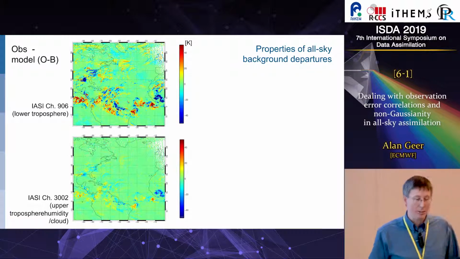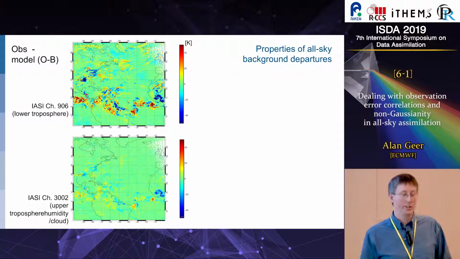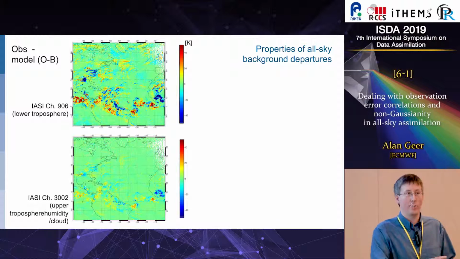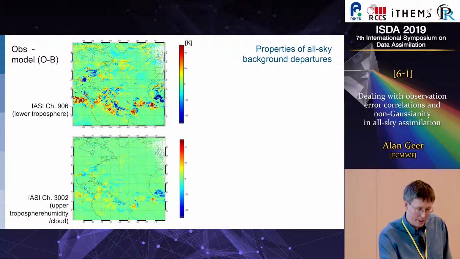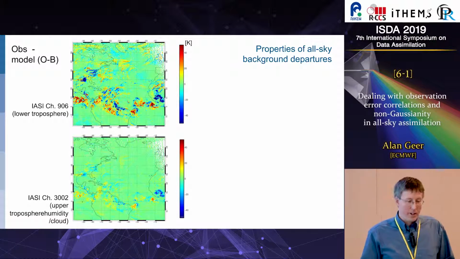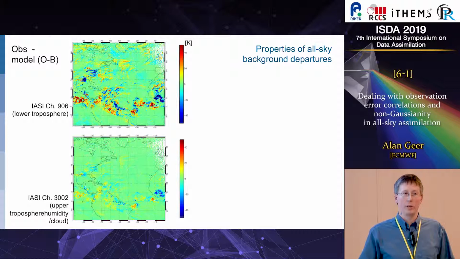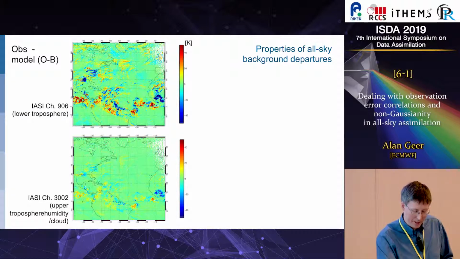Just looking at the O-Bs, you can see that in brightness temperature terms, the errors are smaller, and you can't see it on this plot, but the ratio of cloud errors to water vapor errors is more reasonable. The cloud errors don't dominate so much. But what these figures are for is really to have a think about the properties of these background departures. And I'm being agnostic as to where the errors come from at the moment, observation, background, or representation.